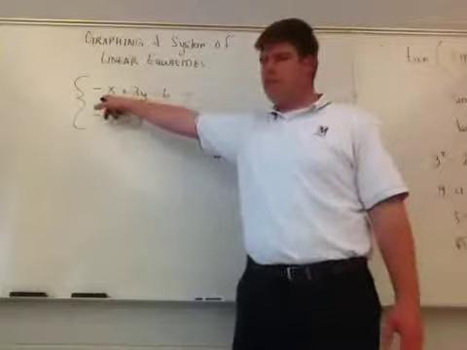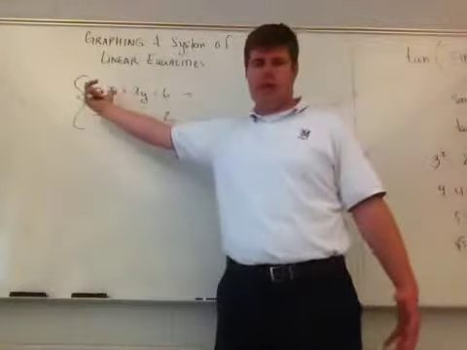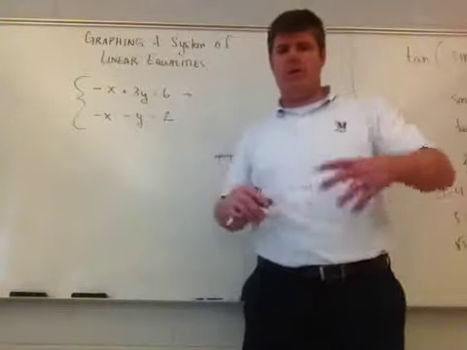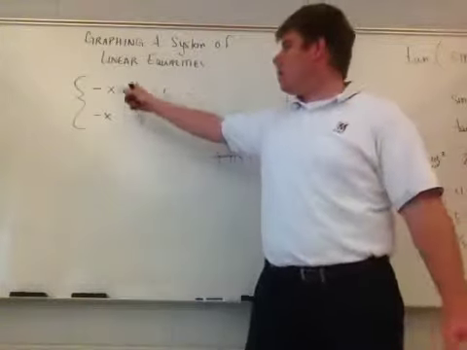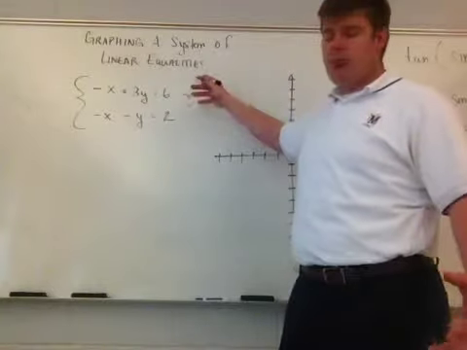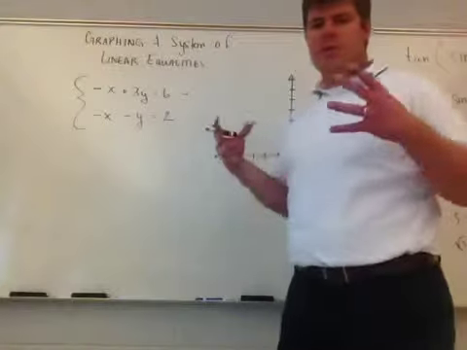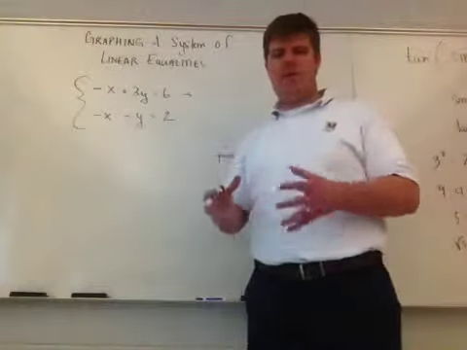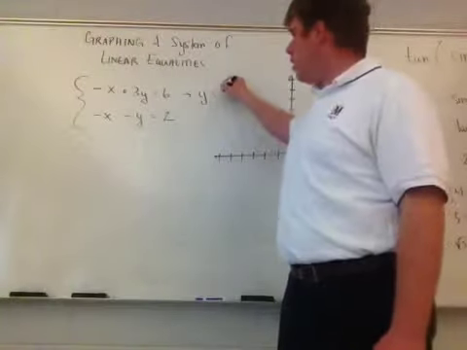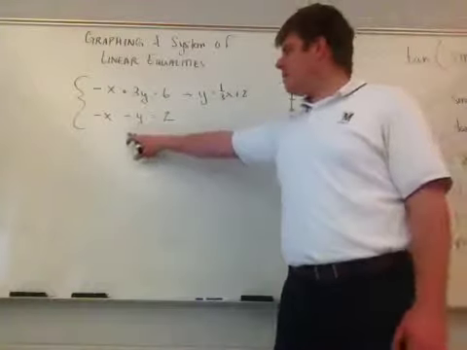The first equation says negative x plus 3y equals 6. The first thing I would do is add x to the opposite side, because terms on one side have the opposite value on the other side. If it's negative on the left, it should be positive on the right. So 3y is equivalent to x plus 6. Then I would divide every single term by 3, and that creates y equals 1/3 x plus 2.